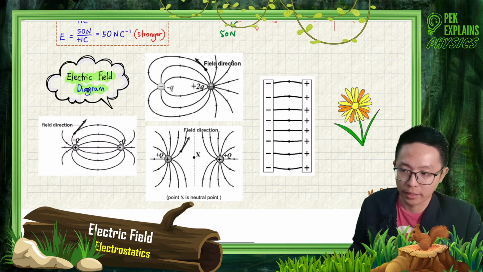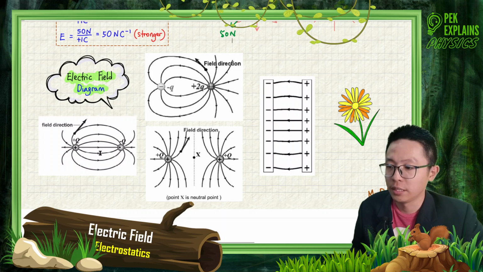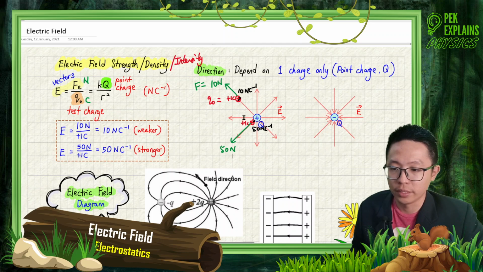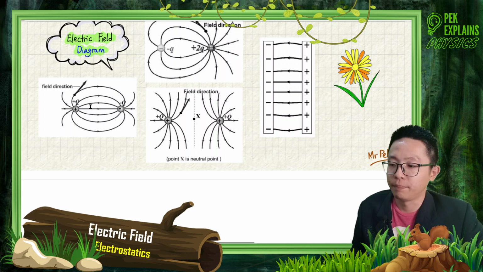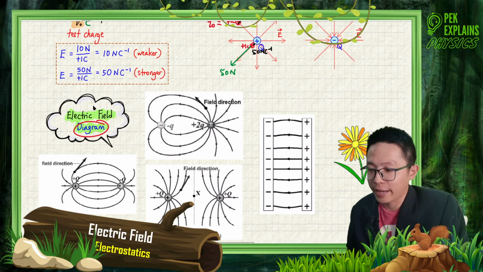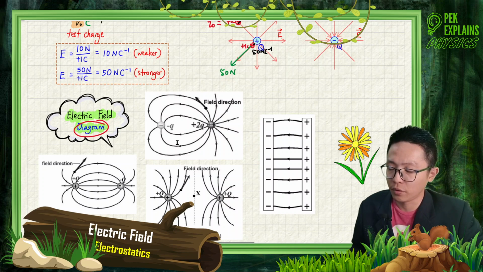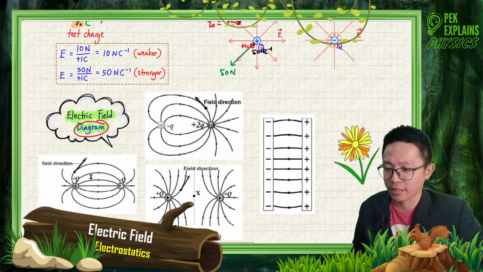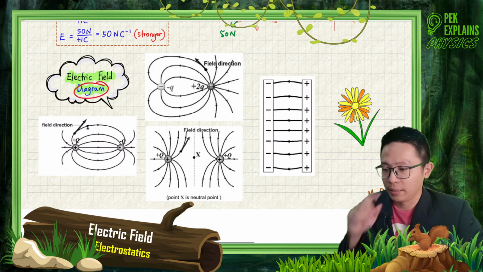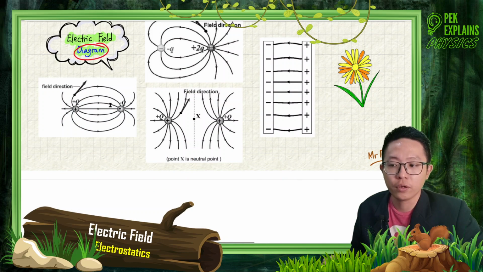Now let us look at the electric field diagram. Like this one, you have 2 point charges here. The electric field comes out from the positive point charge and goes to the negative point charge. Positive going outward, negative going inward. This question asks us to draw the field diagram. Diagram means you need to draw many lines. It's different from drawing the vector diagram. An electric field diagram means you must have all the electric field lines. So the electric field lines originate from positive and go to negative.